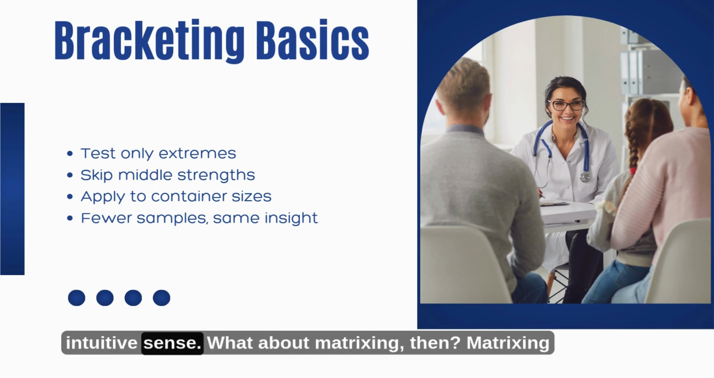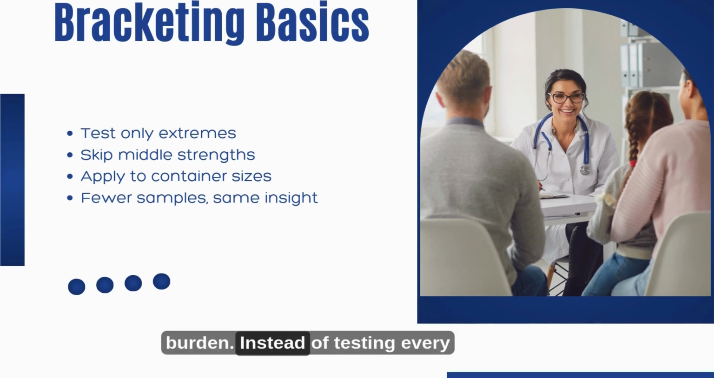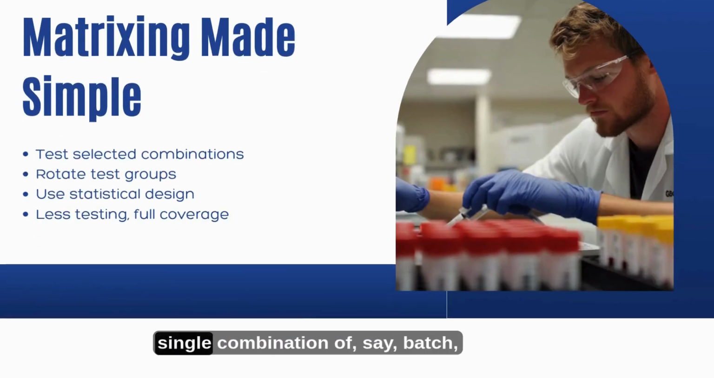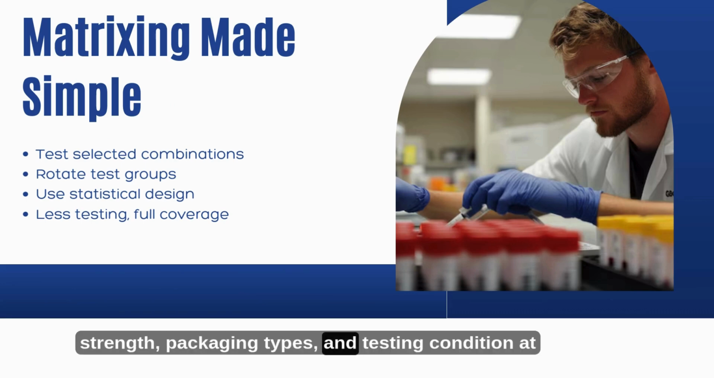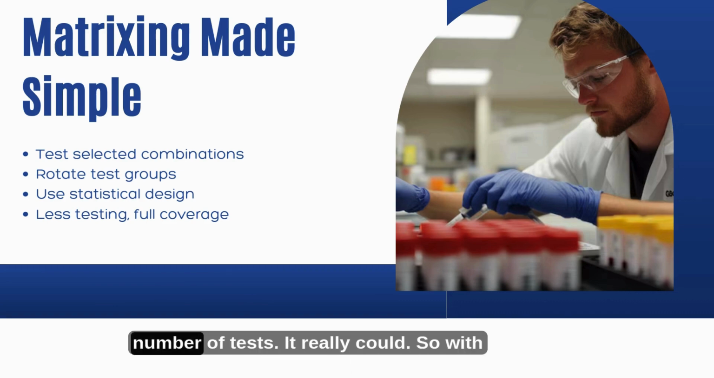That makes intuitive sense. What about matrixing then? Matrixing is a bit more complex statistically, but the concept is similar, reducing the total testing burden. Instead of testing every single combination of, say, batch, strength, packaging type, and testing condition at every time point. Which sounds like it could explode into a massive number of tests.